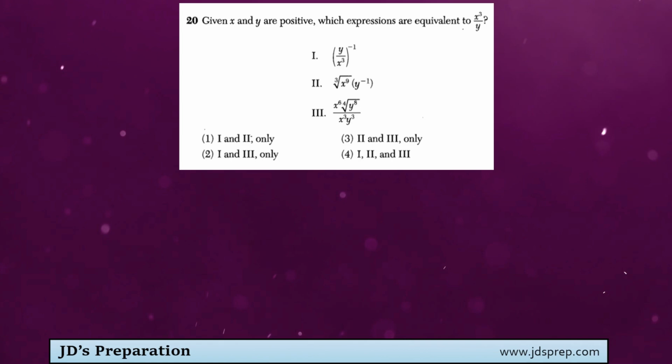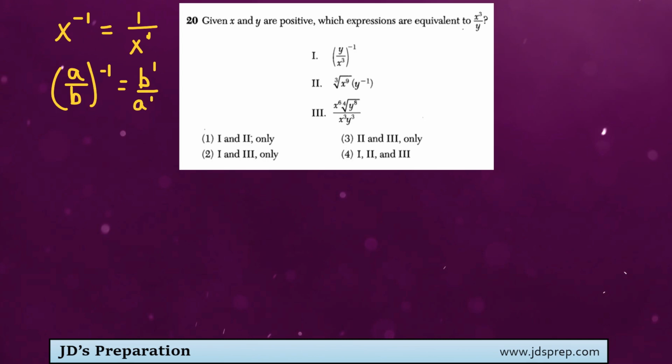In this question, we're trying to figure out which of the three expressions are equivalent to x cubed over y. Now, starting off with a quick refresher, looking at option number one, we need to be familiar with what happens when we have an exponent of -1. Generally, if you have x to the power of -1, that's the same thing as 1 over x to the power of +1. Similarly, if you have a fraction, like a over b to the power of -1, that's actually the same thing as b to the power of 1 over a to the power of 1, or just b over a.